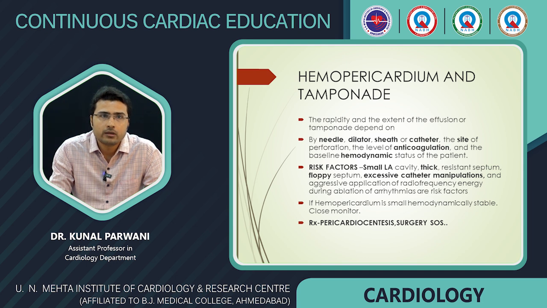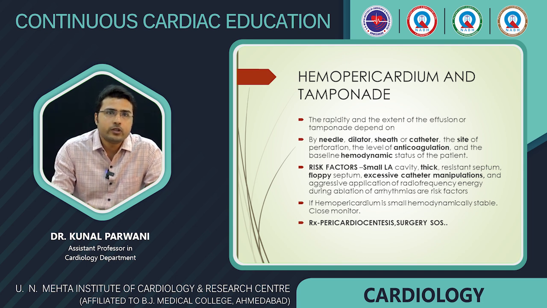Hemopericardium and tamponade. The rapidity and the extent to which the effusion will develop will depend on the needle, the dilator, the sheath, the catheter, and the anticoagulation used. The risk factors are small LA cavity, thick and resistant septum, floppy septum, and excessive catheter manipulation. In case of hemopericardium or tamponade, we may have to do pericardiocentesis, and sometimes it may require surgery as well.